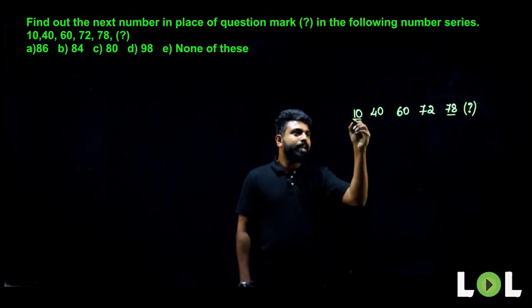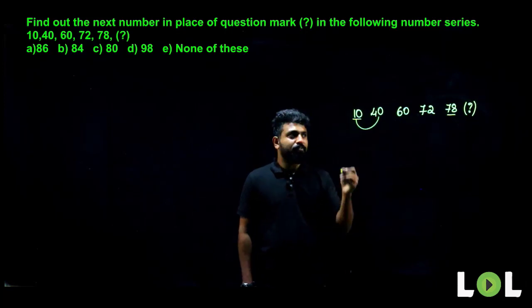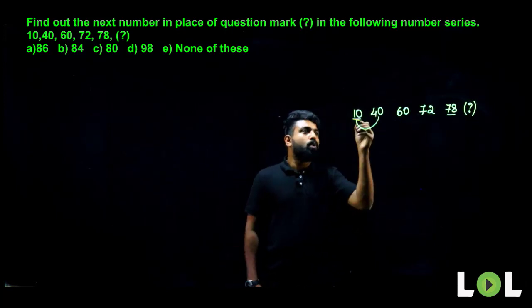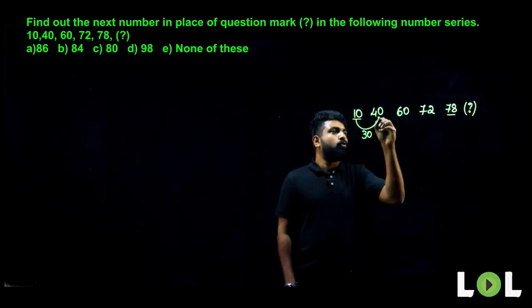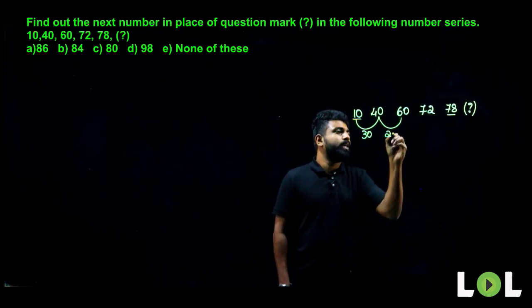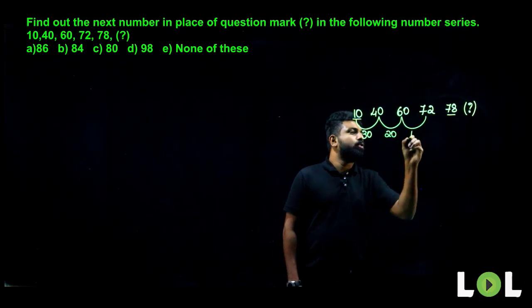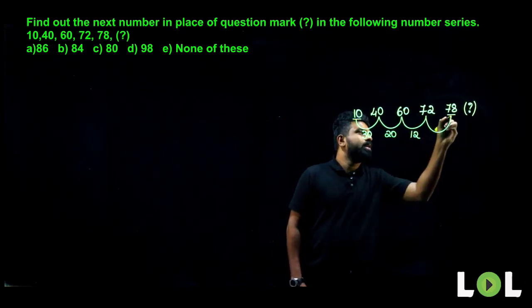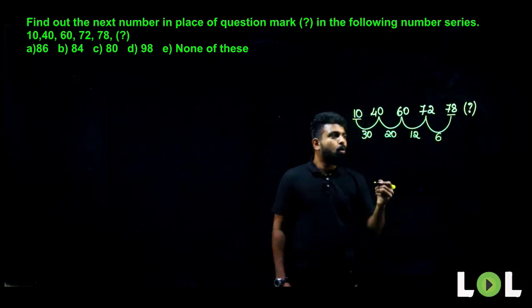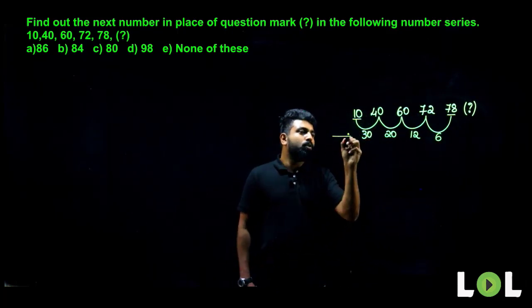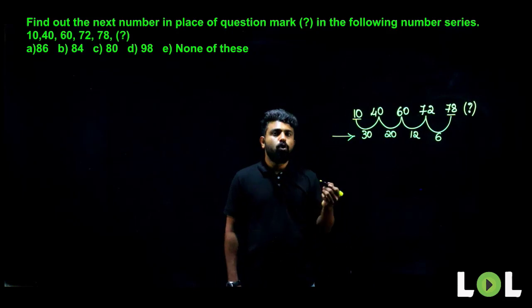So once I get to know this, I quickly start taking the difference between the consecutive terms. What is the difference here? The difference here is 30. What about 40 to 60? The difference here is 20. From 60 to 72, the difference here is 12. 72 to 78, the difference here is 6. Now what's happening? Am I able to find any logic from this series? No. So what do I need to do?